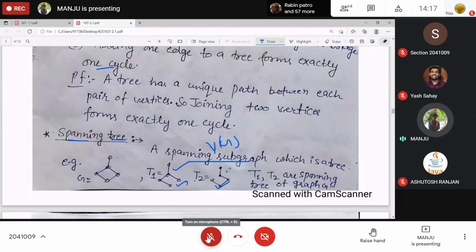So it's the least connected. So whenever we want to optimize the connectivity problem, we want to minimize the cost or minimize the distance, minimize the time, we always find the spanning tree.